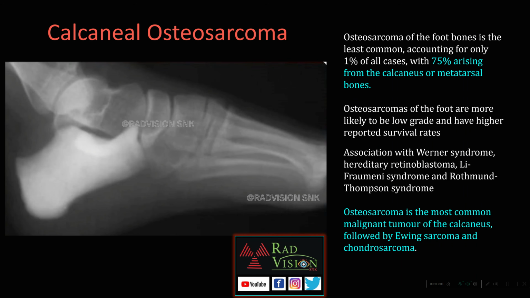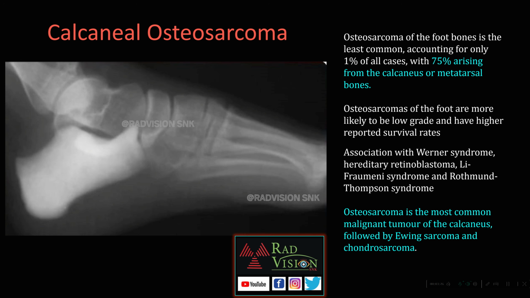Next case, you can see here there is a diffuse sclerotic bony lesion with osteoid matrix noted in the calcaneum, which is replacing the calcaneum. So this was a case of calcaneal osteosarcoma. Generally osteosarcomas are common in long bones, but calcaneal osteosarcoma is also one of the entities we have to remember.